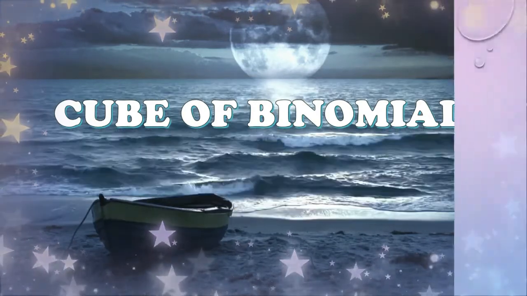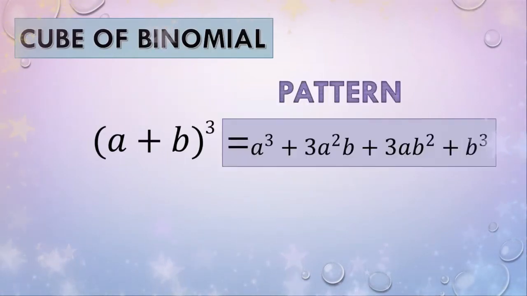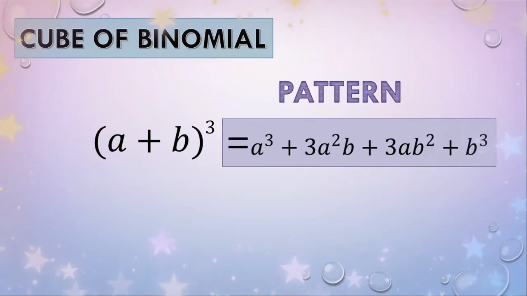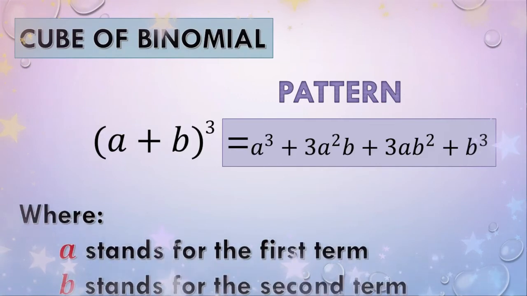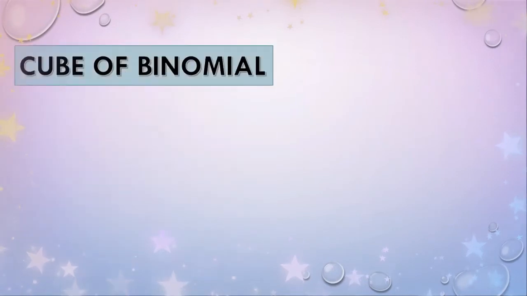So if we're going to cube a binomial, we're going to raise the binomial to the third power, which has the pattern of a cubed plus 3a squared b plus 3ab squared plus b cubed, where a stands for the first term and b stands for the second term. But the question is, how did we get that pattern? Okay, we will discuss how we get the pattern in this video.